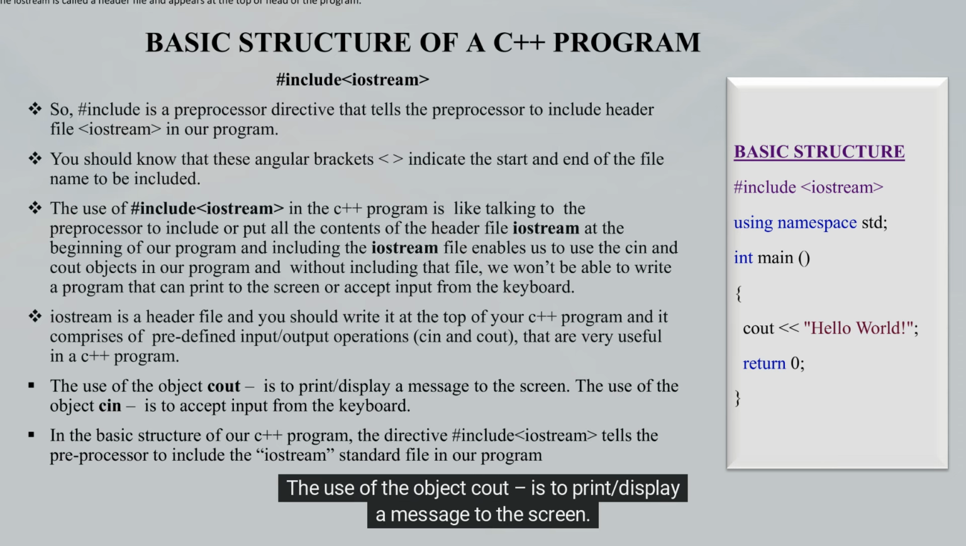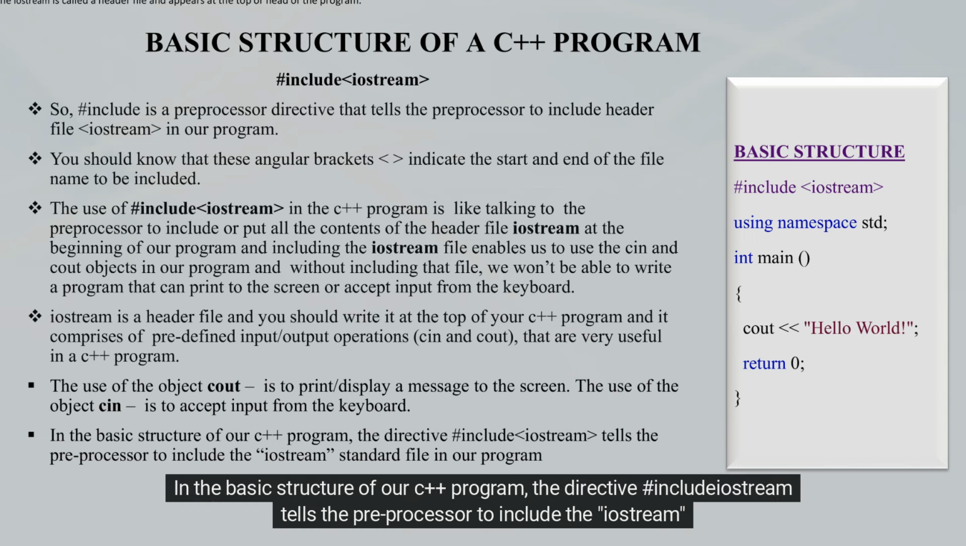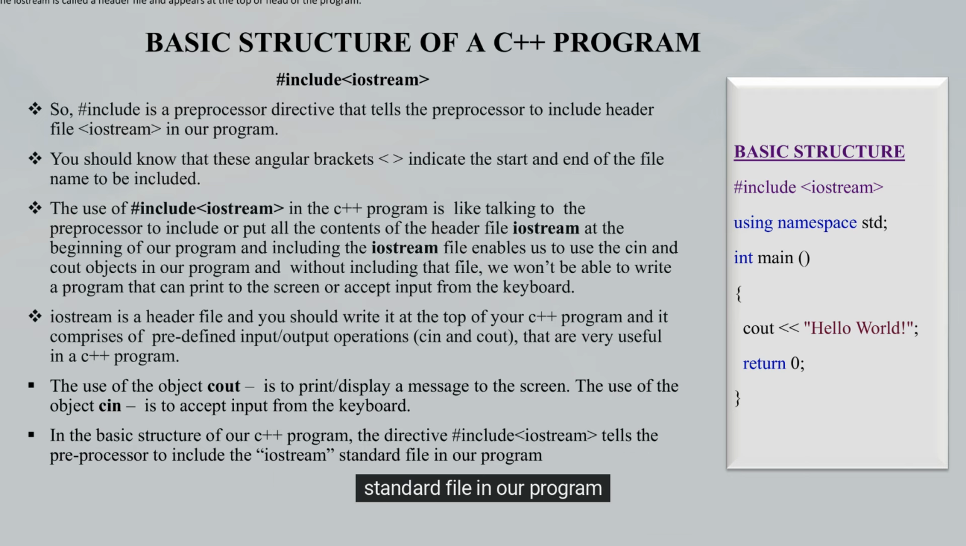The use of the object cout is to display a message to the screen. The use of the object cin is to accept input from the keyboard. In the basic structure of our C++ program, the directive #include <iostream> tells the preprocessor to include the iostream standard file in our program.